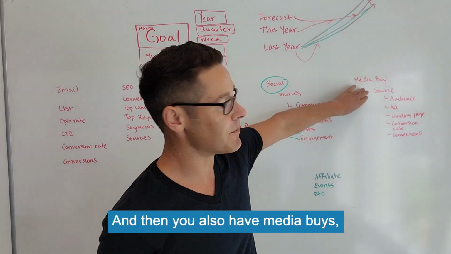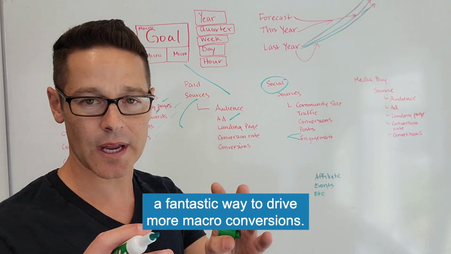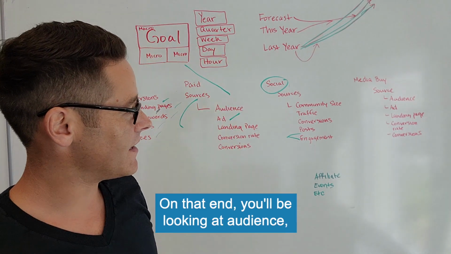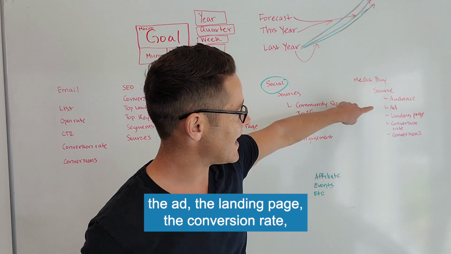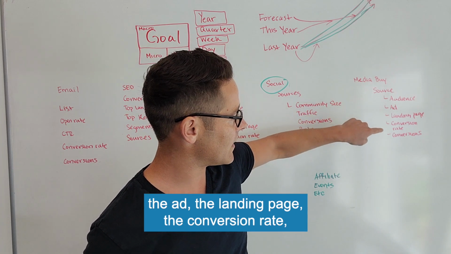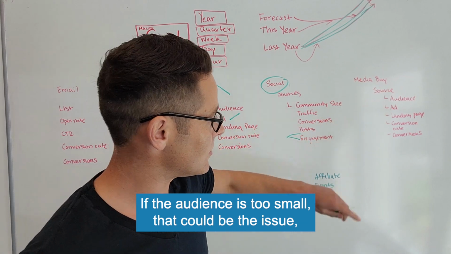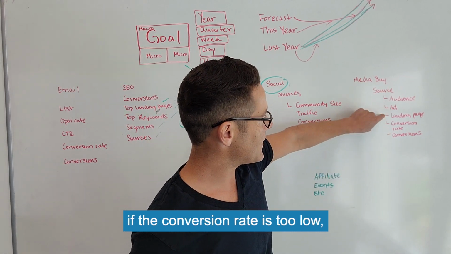And then you also have media buys, a fantastic way to drive more macro conversions. On that end, you'll be looking at audience, the ad, the landing page, the conversion rate, and the conversions. If the audience is too small, that could be the issue. If the conversion rate is too low, that could be the issue.